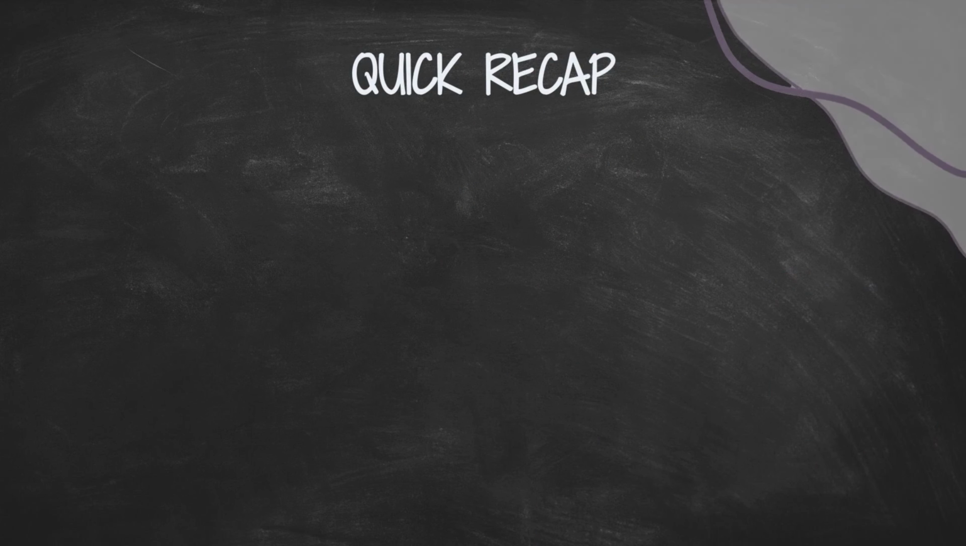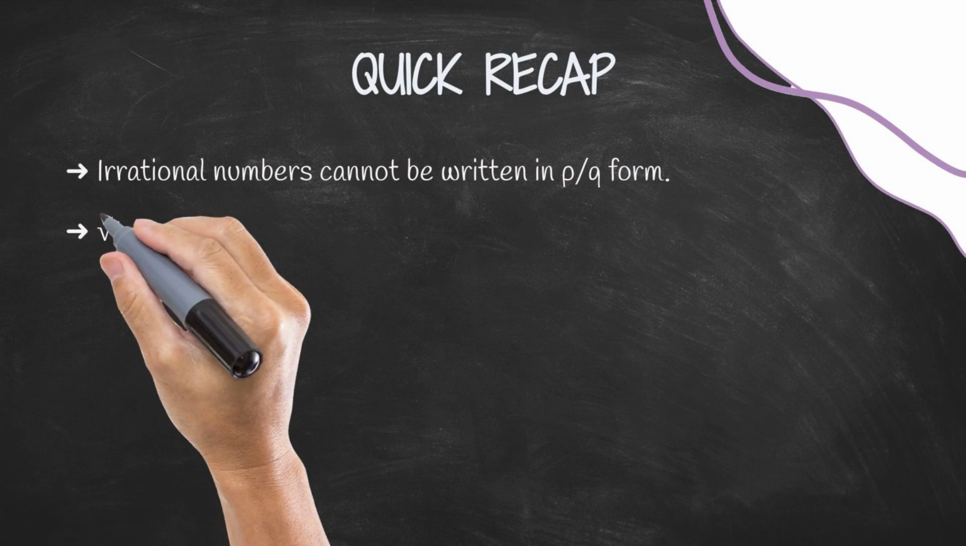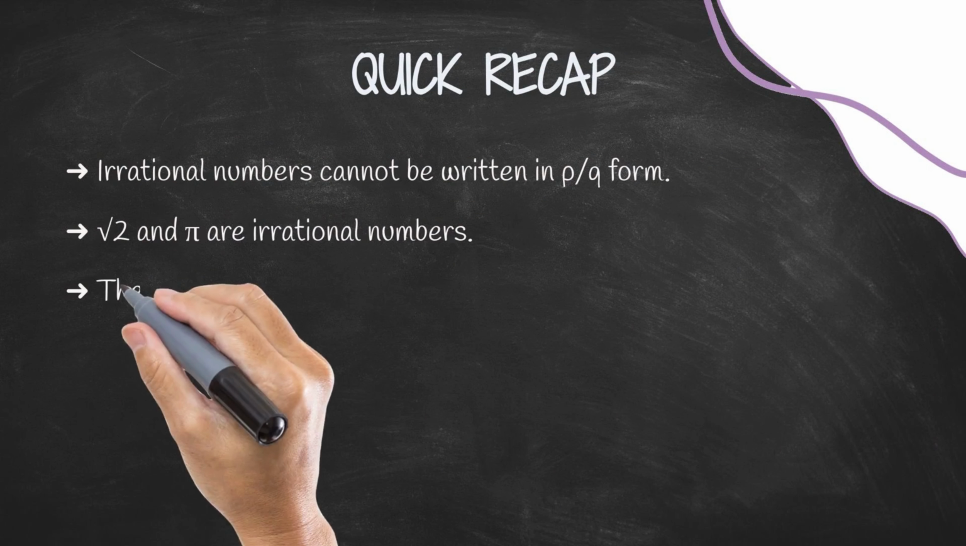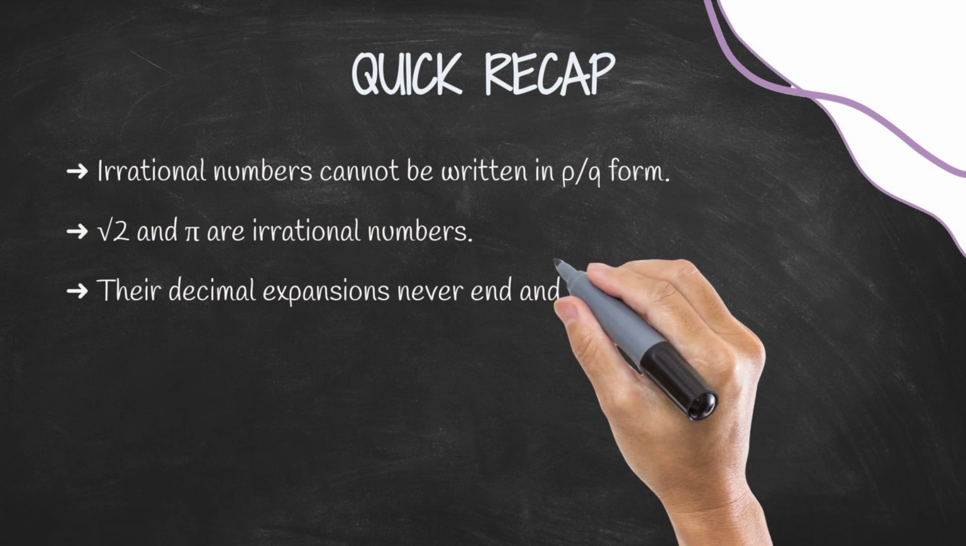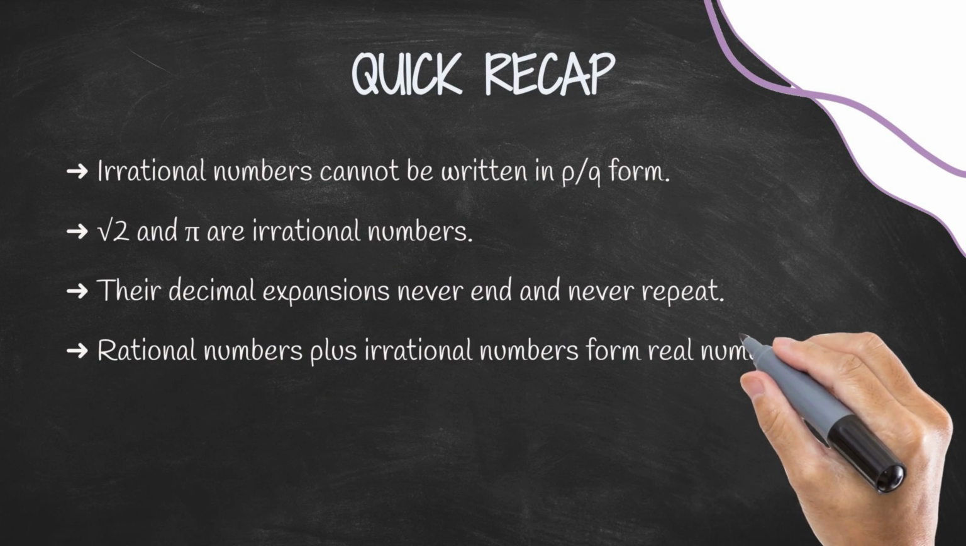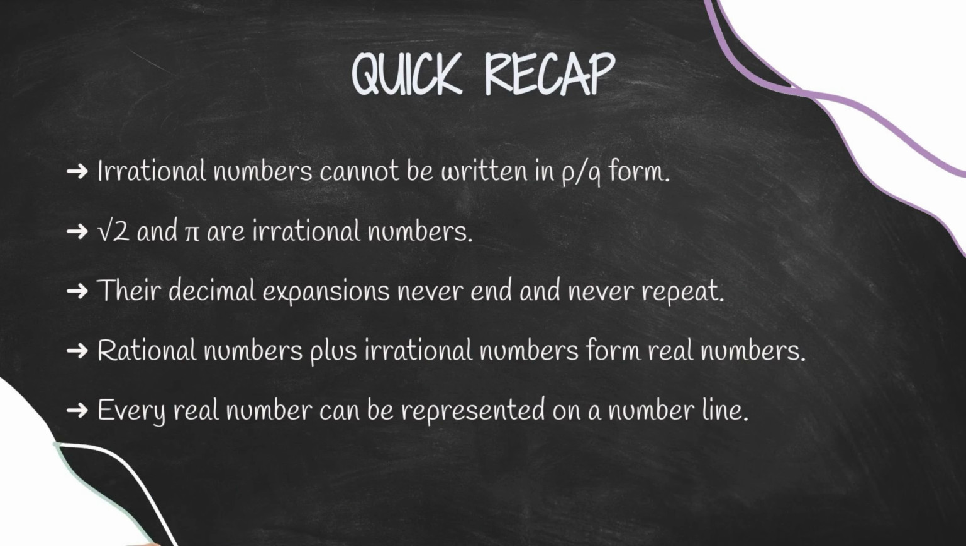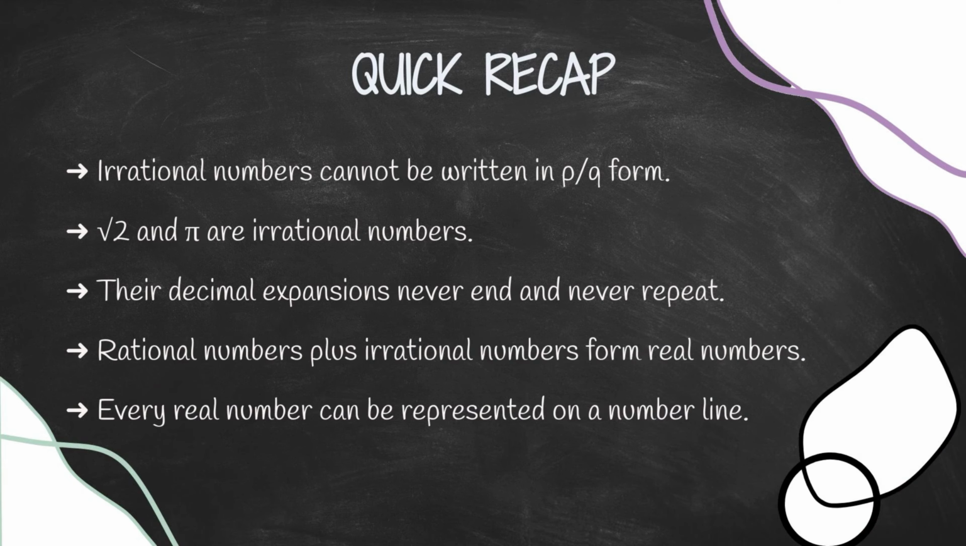Quick recap. Irrational numbers cannot be written in p/q form. Square root 2 and pi are irrational numbers. Their decimal expansions never end and never repeat. Rational numbers plus irrational numbers form real numbers. Every real number can be represented on a number line.